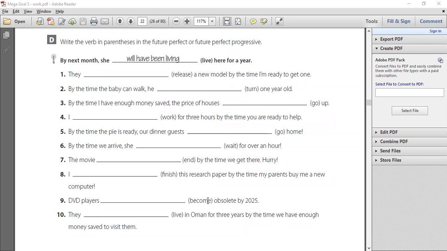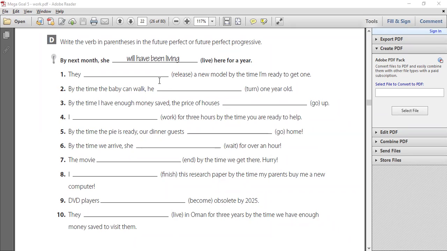Okay, so let's start. And I'm going to start with Ranim. Yes, Ranim. Yes, teacher.